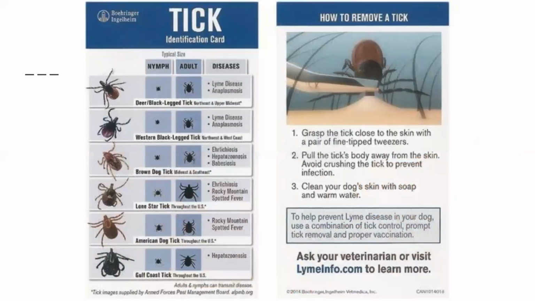So going back a little bit, you can identify different types of ticks depending on where you live by what they look like. And the problem is that when they're nymphs or when they're babies, they're really, really small. So if you happen to see a tick on your dog or anything, you should get some tweezers and get really close to the skin as much as you can, so that you get those mouth parts, and you pull the tick's body away from the skin.